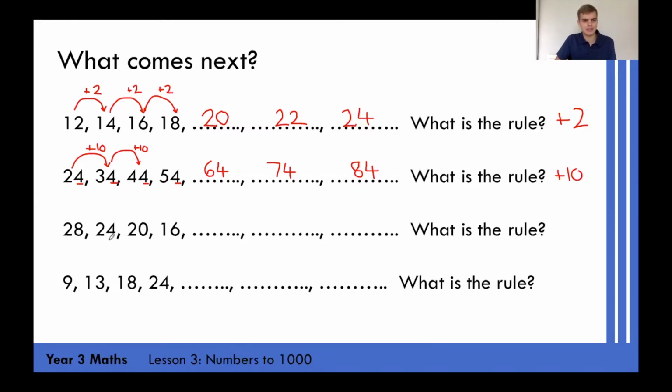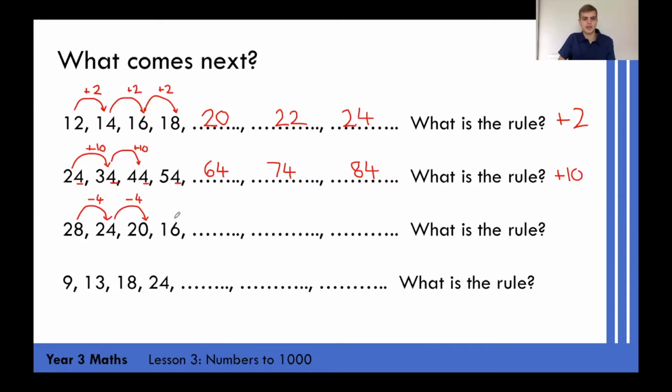28, 24, 20, 16. So already I can see here that my numbers are going down, aren't they? So I must be taking away each time now. So I wonder if you can work out what I'm taking away each time. So if I'm on 28, and I count back to 24, 28, 27, 26, 25, 24. Oh, I've taken away 4. Let's just check it's the same for each one. 24, in my head, going to count back to 20, 24, 23, 22, 21, 20. I'm taking away 4 each time.